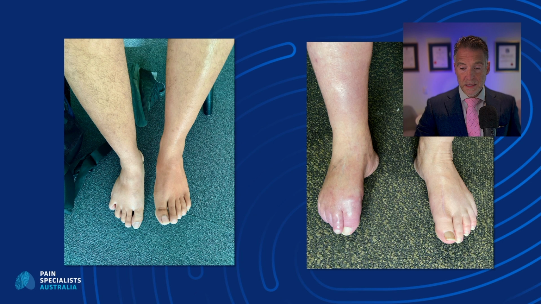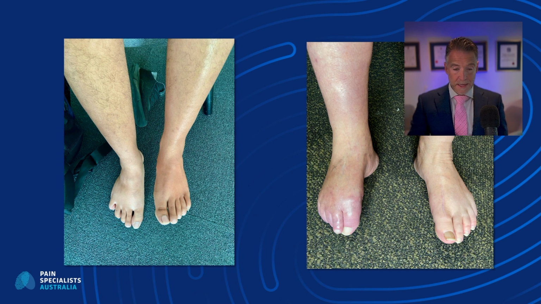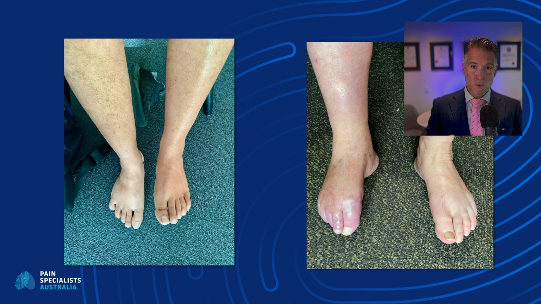So that is what CRPS looks like. It is a pain condition where you can see the condition, and it's very uncommon to be able to see a pain condition. So for example, with pain, we have to believe what we are told by the person sitting in front of us. With CRPS, you can sometimes see the features of pain, see the features of the nervous system malfunctioning.